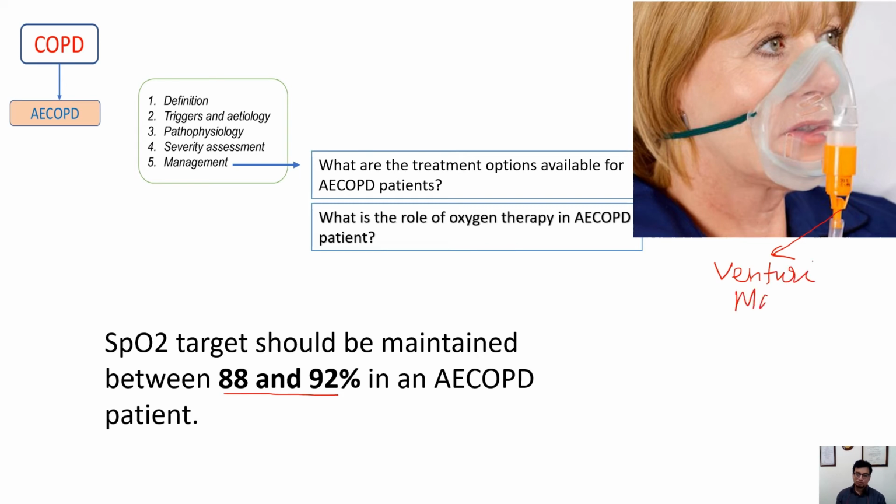So you have to use the Venturi mask, and you have to give FiO2 not more than required to keep the saturation more than 92%. So you have to give less FiO2. An FiO2 of 0.25 to 0.3 is enough in normal COPD patients.